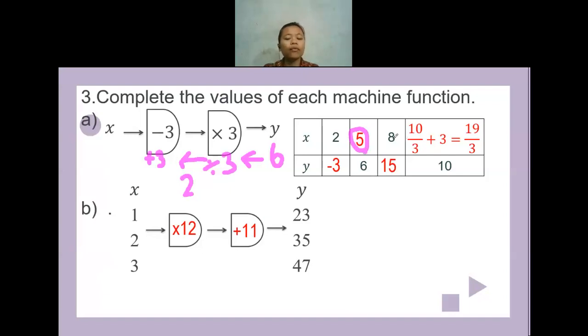Now we have the input, which is 8. Then 8 minus 3 equals 5. 5 times 3 equals 15. For the other one, we already have the output. The output is 10. 10 divided by 3, I just write it as 10 per 3. Then this is minus 3, so we do plus 3. We can make them into a single fraction, so the number 3 we can change to 9 per 3. So 10 per 3 plus 9 per 3 equals 19 per 3.